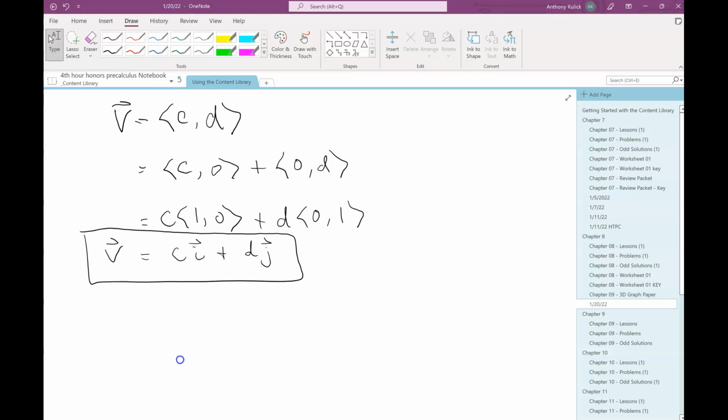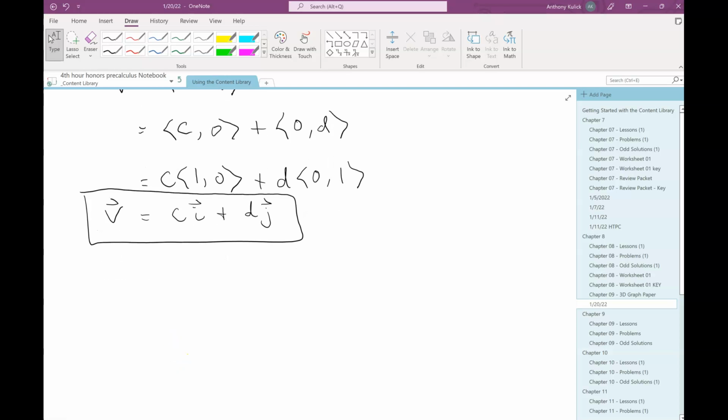Next up, we're going to define a fourth vector operation today. Addition, subtraction, scalar multiplication, and the fourth operation, which is called the dot product.